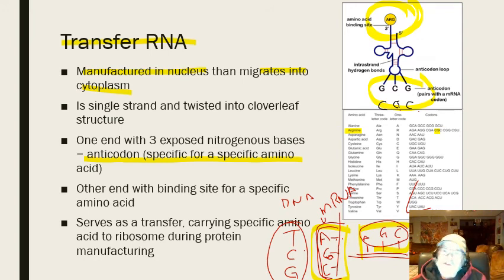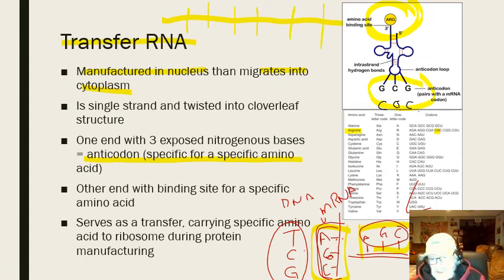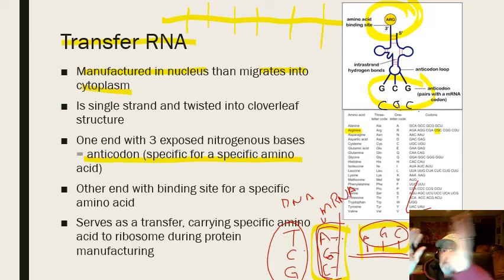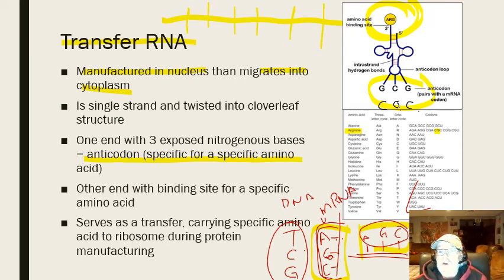And when it does, it binds, it reads it. The messenger RNA is a long strand, and it'll read it codon by codon by codon, for as long as there are amino acids in the protein. And that's why there's a start codon and a stop codon, which is basically some set of 3 nitrogenous bases. When it gets to the start, it starts reading it.